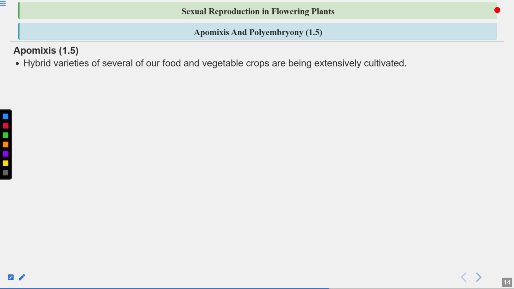So hybrid varieties of several of our food and vegetable crops are being extensively cultivated. Very, very important point, listen carefully. What we are talking about is hybrid varieties of several of our food and vegetable crops. These crops are very important for us, and we have developed some hybrid varieties. Now you know how the hybrid varieties are generated.